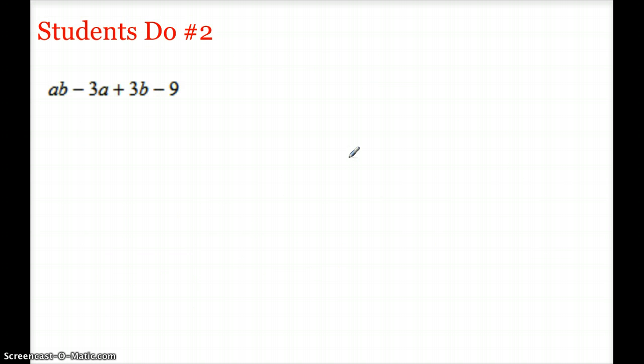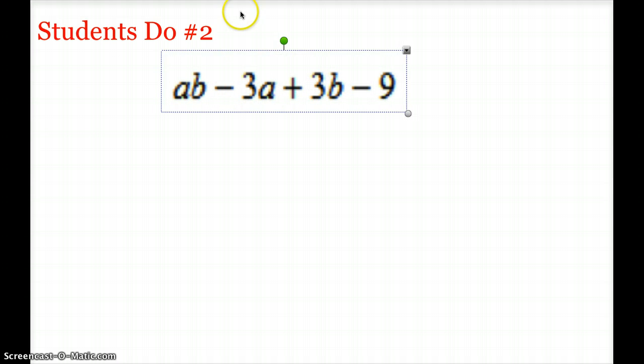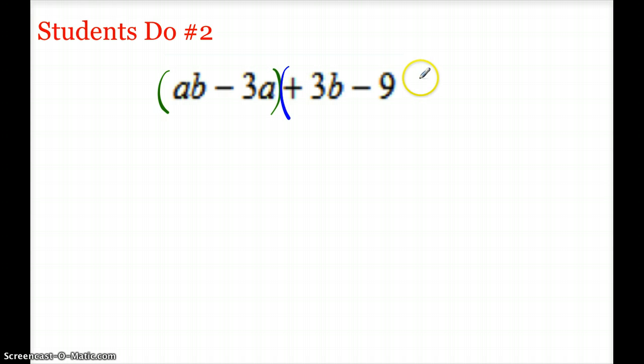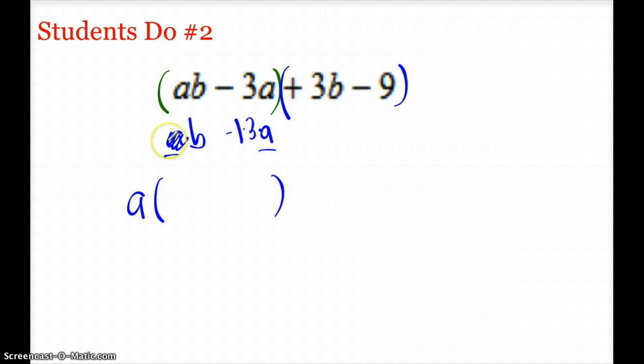Now, this last piece, grouping. We're going to group things again. Not so bad. First group, 1, 2. Last group, 1, 2. So what do these have in common? This will be a times b. This one's going to be negative 1 times 3 times a. So from this group, they both just have an a. I'll take an a out. And the leftovers are going to be b, and then minus 3.